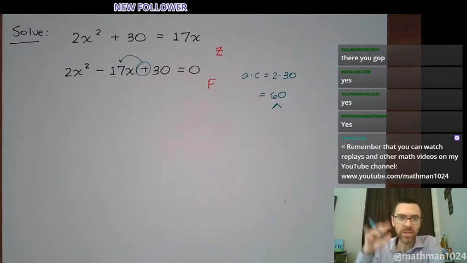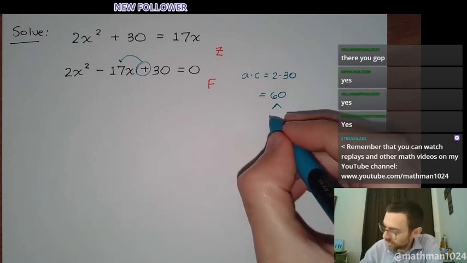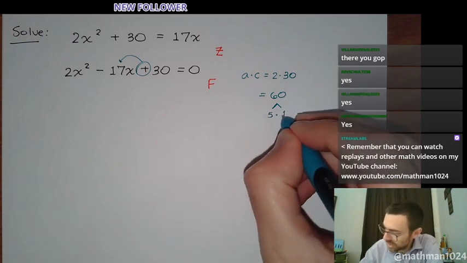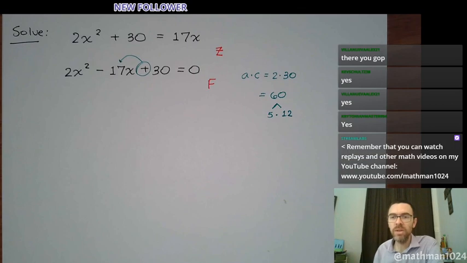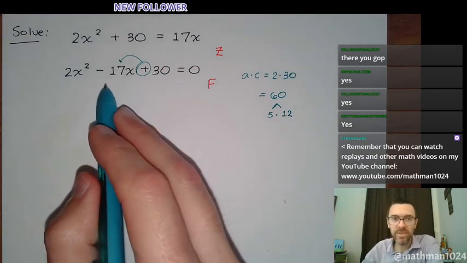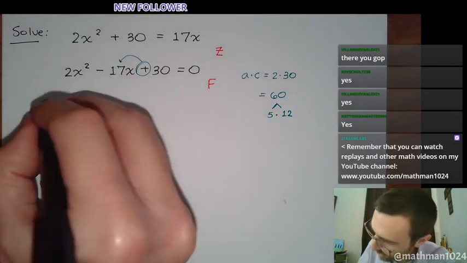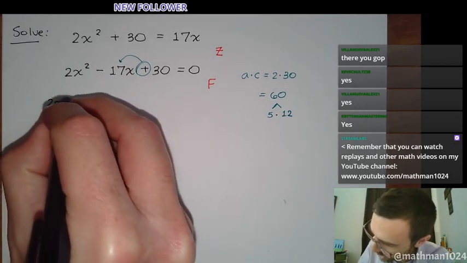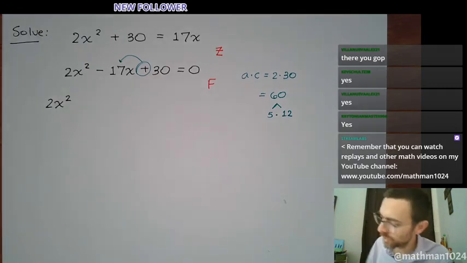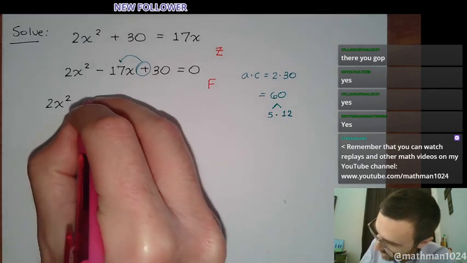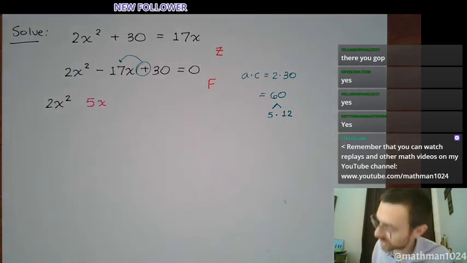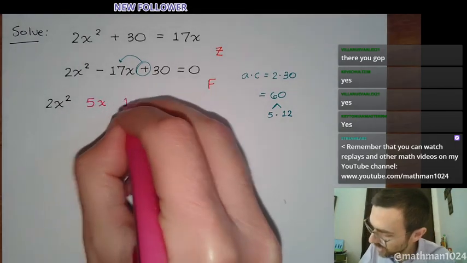And you go through the process, go through the progression, and you're going to find out that the combination is 5 and 12. 5 and 12 multiplied is 60. 5 and 12 add to 17. And so we take the 5 and the 12, and we rewrite that middle term, just like we were doing last week. So we're going to rewrite 17x as 5x and 12x.